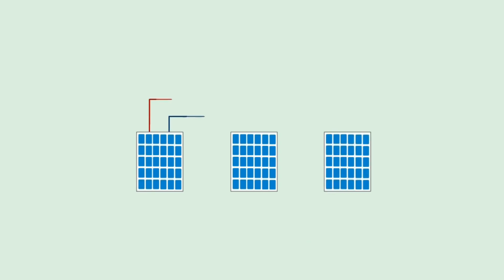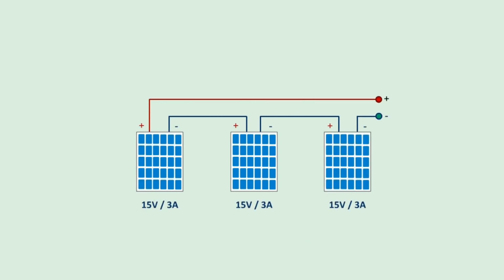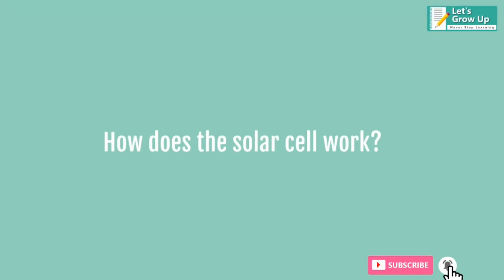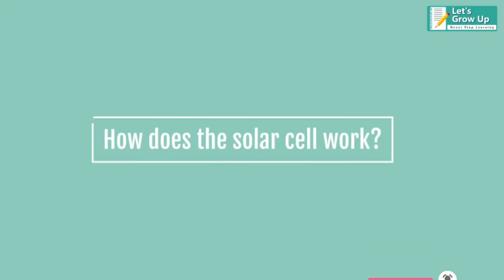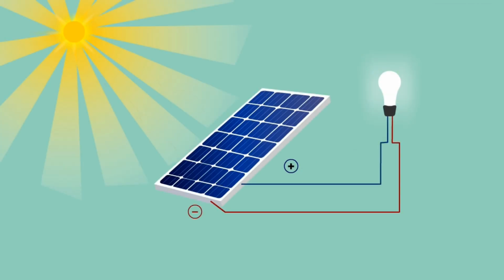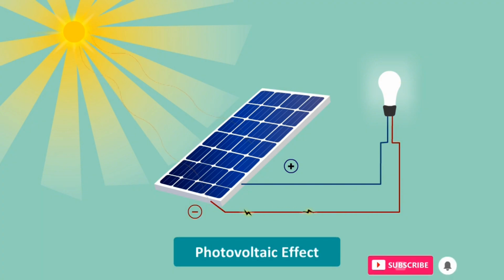A combination of solar panels connected together is known as a solar array and can be used to achieve required current and voltage. How does the solar cell work? The generation of electricity on exposure to sunlight is known as the photovoltaic effect. This principle is used by solar cells to produce electricity.